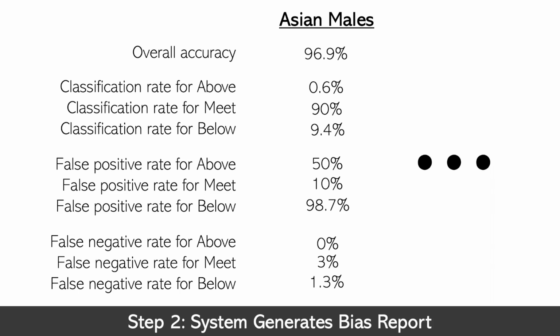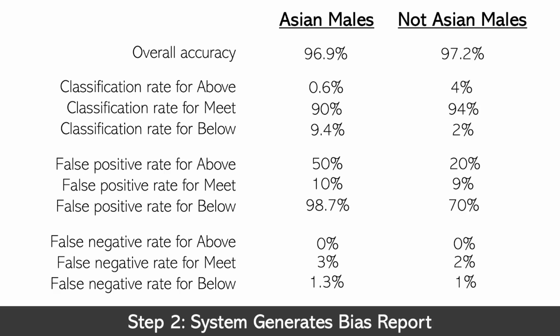Besides simply showing the performance measures, the bias report also tells you whether your model is biased against Asian males. What it does is compare the performance measures of each demographic group with its complement. For example, the bias detection tool compares the measures of Asian males with those of people who are not Asian males.